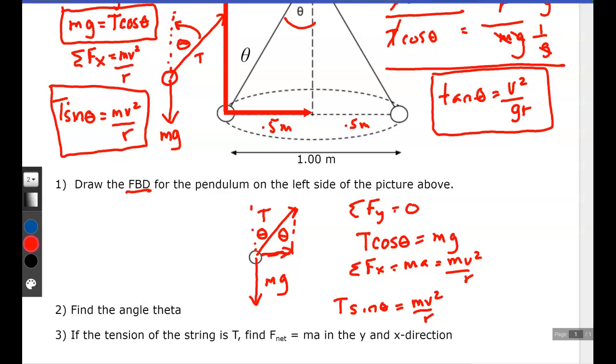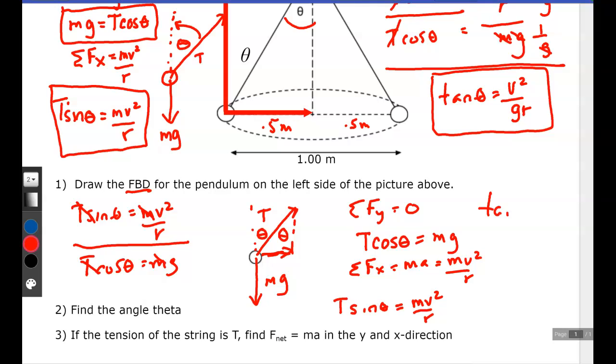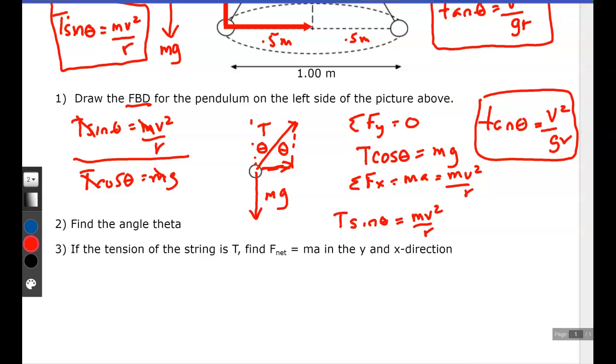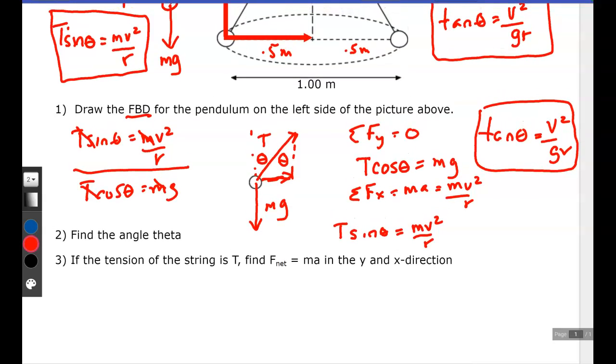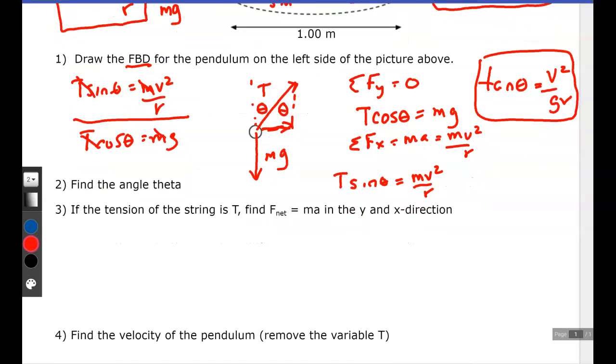And then what did we do? We took the two equations, T sine theta equals m v squared over r, and we put it on top of the cosine equation, T cosine theta equals mg. And then we cancel. Sine over cosine is tan theta equals v squared divided by gr. You have to be able to generate that equation. Find the angle. Well, there it is. Theta is the inverse tan of v squared over gr. Now I remember.